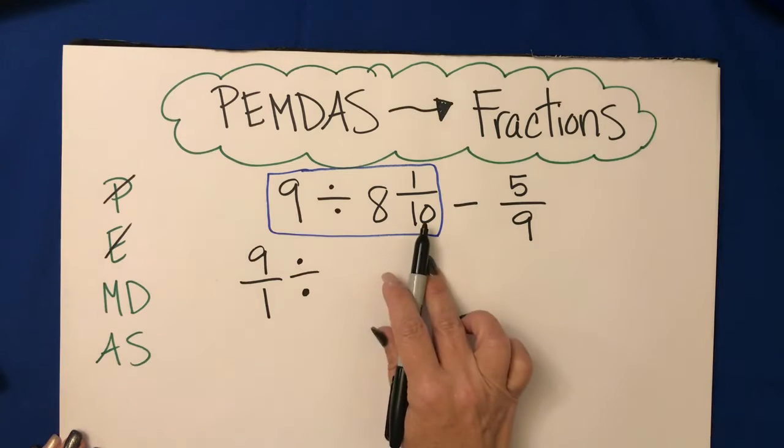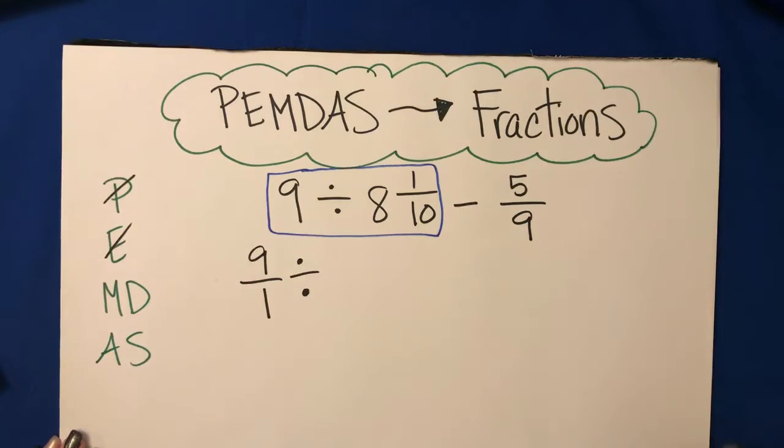Okay, so looking at 8 and 1/10, how does that convert to an improper fraction? I see 81 over 10 and 91 over 10.